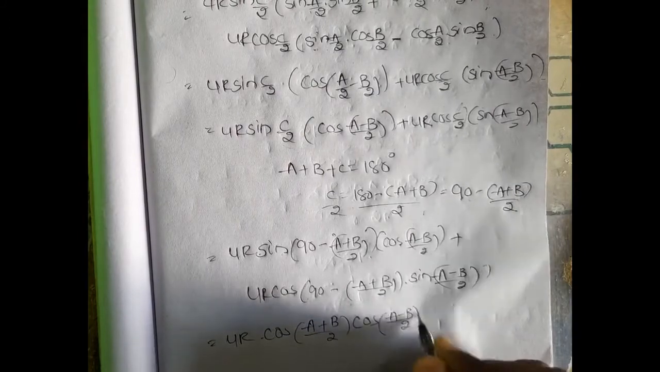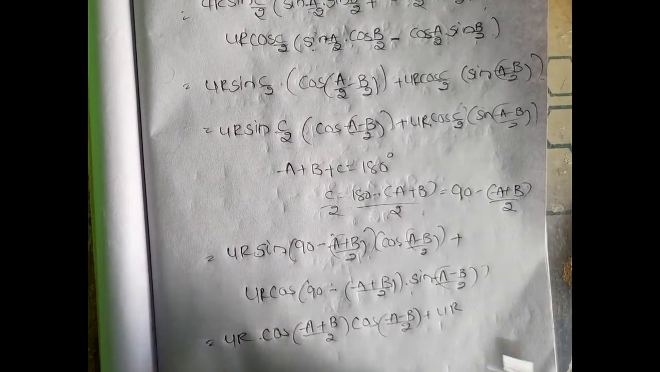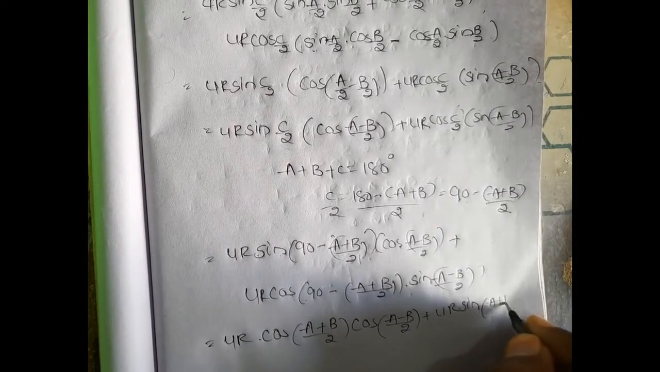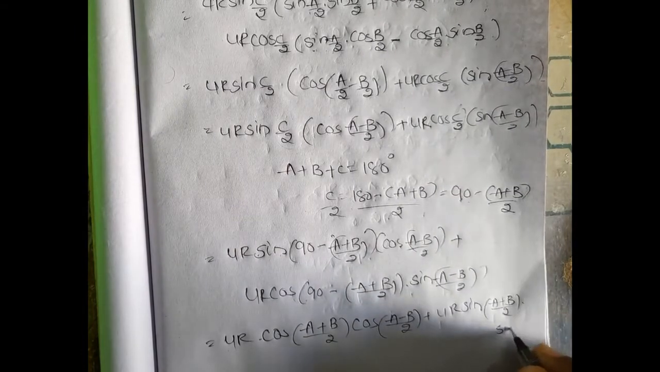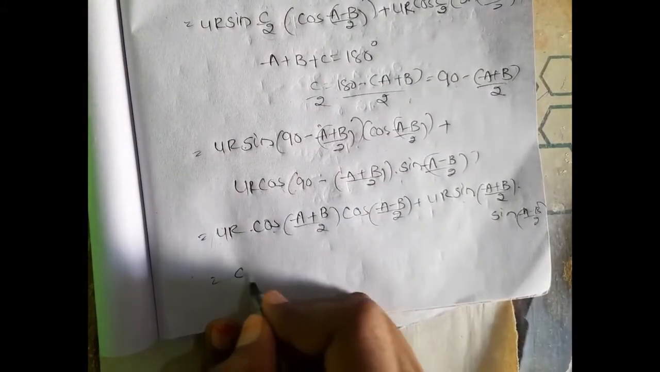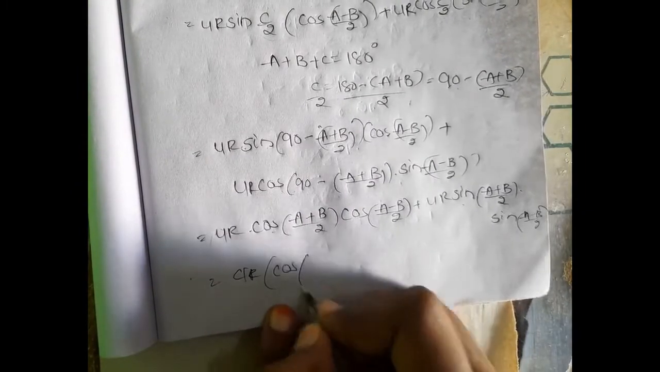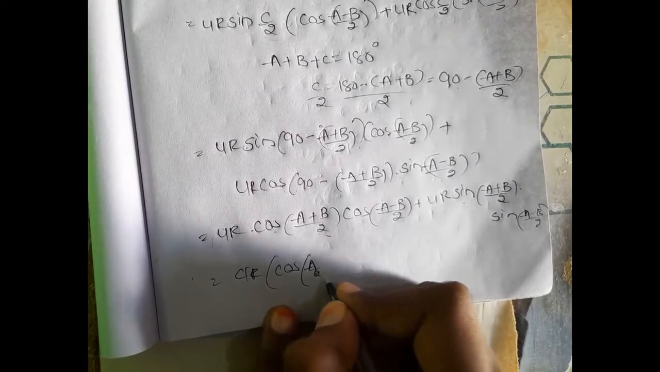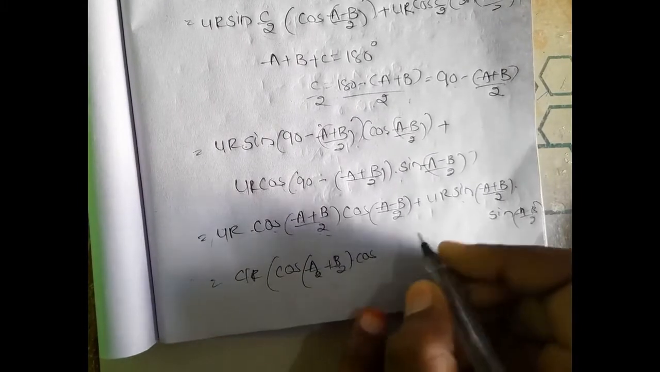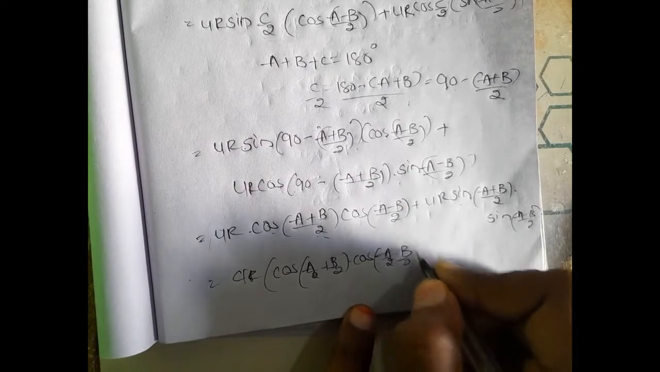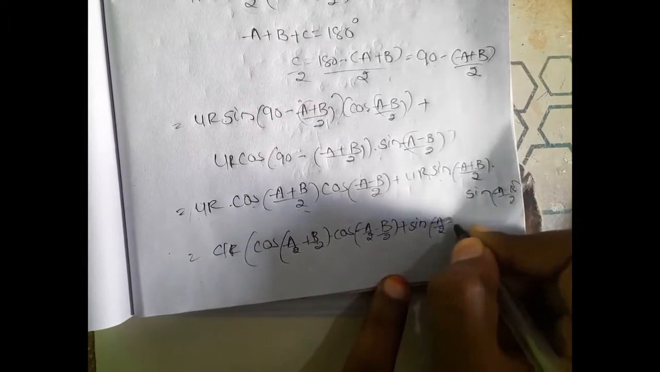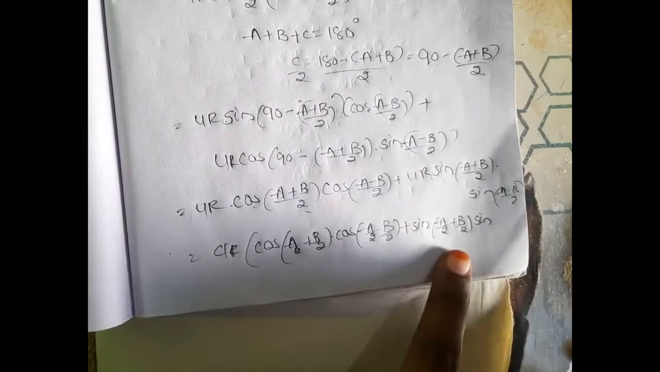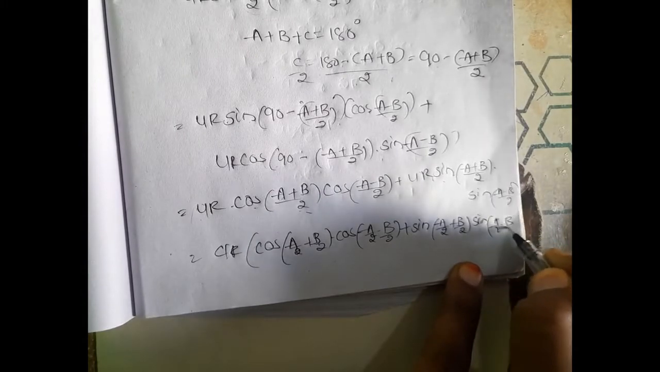In the place of theta we have (A plus B) by 2, cos (A minus B) by 2. Now plus 4R. What is cos (90 minus theta)? Sin theta, into sin (A minus B) by 2. Now what should we do is, taking 4R common from both these: 4R of cos, writing (A plus B) by 2 separately as A by 2 plus B by 2, cos (A by 2 minus B by 2), plus 4R was taken common. So now sin (A by 2 plus B by 2) sin (A by 2 minus B by 2).